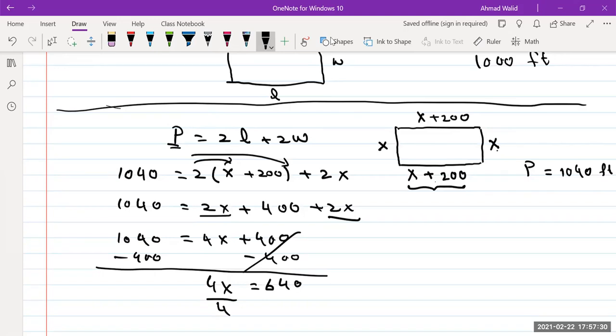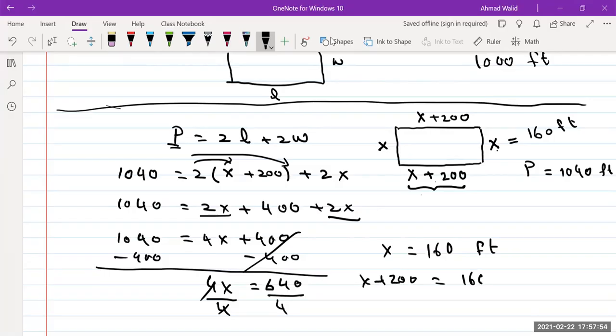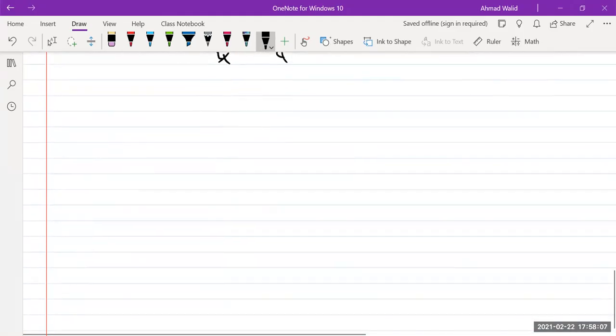Now divide both sides by 4. X equals 160, because we are using feet, 160 feet. It means your width is 160 feet. How much is the length? X plus 200 is the length, right? It means 160 plus 200, which gives you 360 feet. Correct? Using shapes, you can solve a word problem.